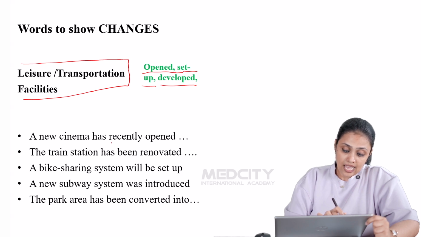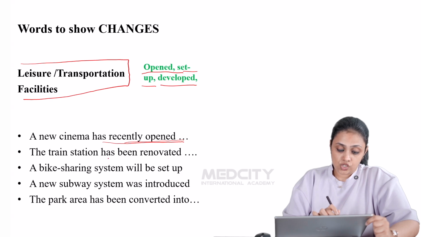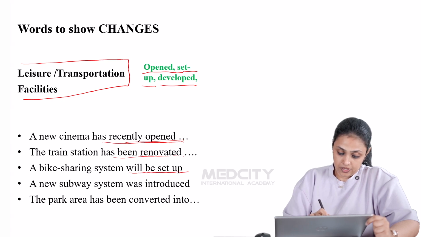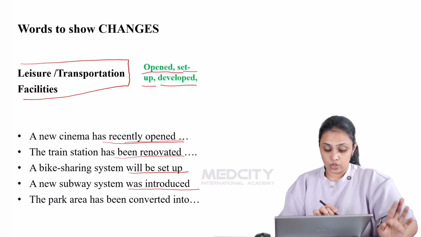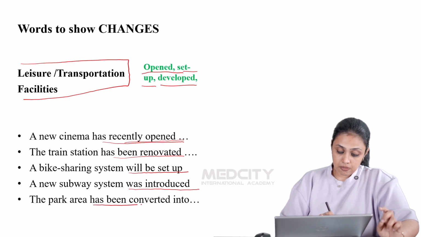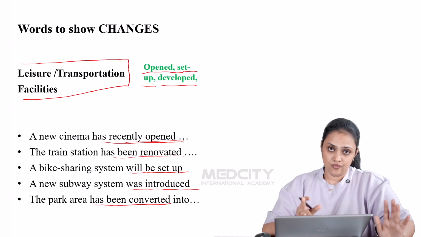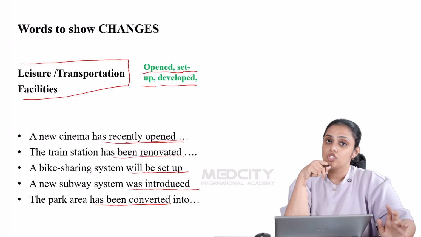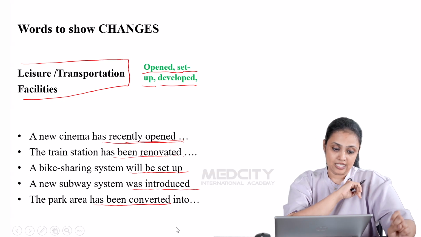A new cinema has recently opened. Then the train station has been renovated, change. Then a bike sharing system will be set up. Okay. A new subway system was introduced. So you probably would be given two maps from the past. Then the park area has been converted. So these are the kinds of words that you can use with transportation or leisure facilities. And some of the words that you use with transportation and leisure can actually be used also with buildings.